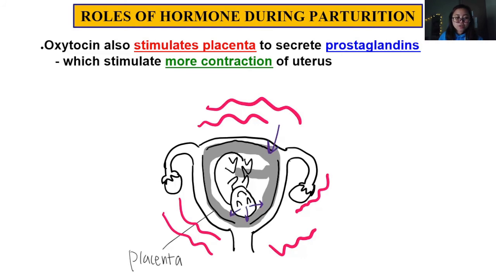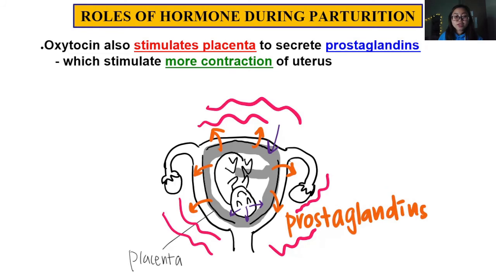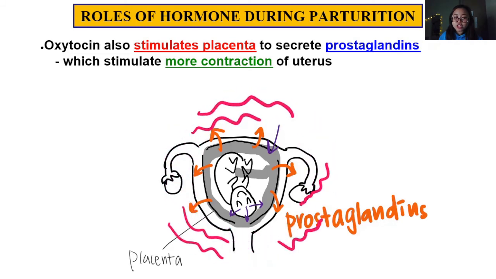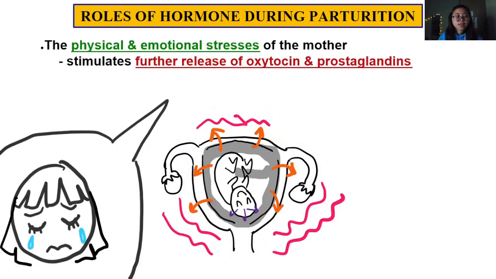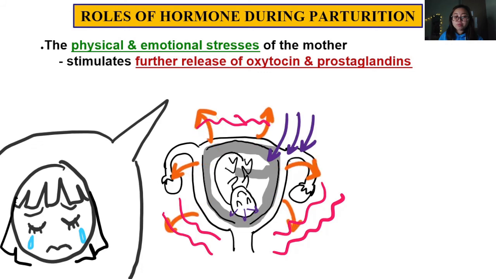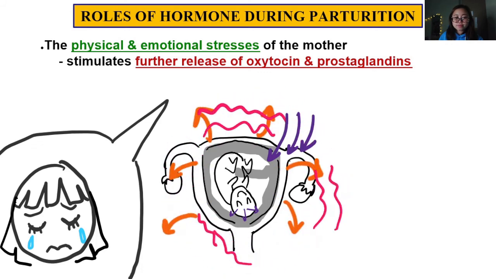So oxytocin goes there and it stimulates the placenta, which is the gray part here, to secrete prostaglandins, shown here in the orange arrows, which will then stimulate even more contraction of the uterus. The physical and emotional stresses of the mother during this whole process will stimulate further release of oxytocin and prostaglandins. More oxytocin and prostaglandins means that there would be even more contractions.